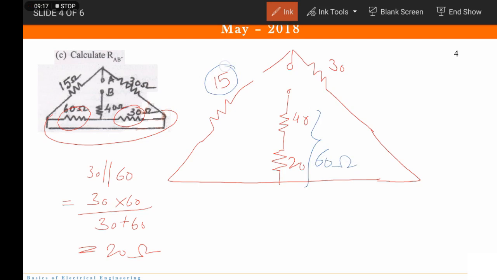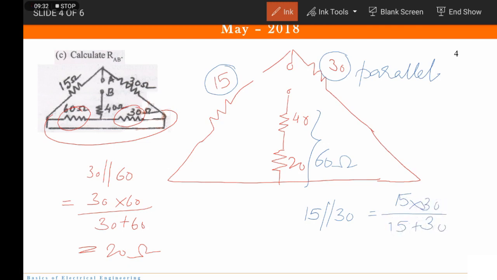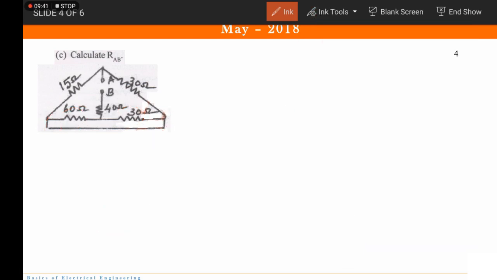Now if you see this 15 and 30, they are in parallel. So what is the combination of 15 in parallel with 30? It is 15 into 30 upon 15 plus 30. So that is 450 upon 45. That makes it 10 ohms. So what is the next equivalent circuit?